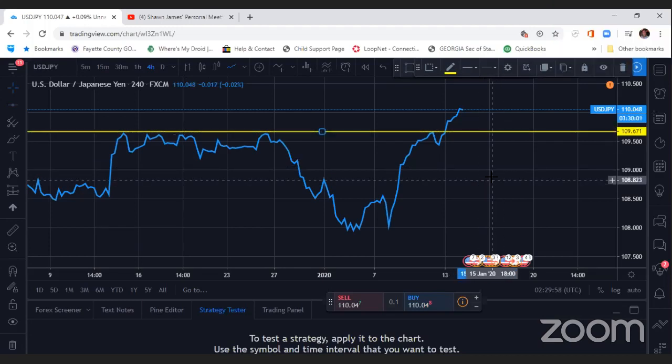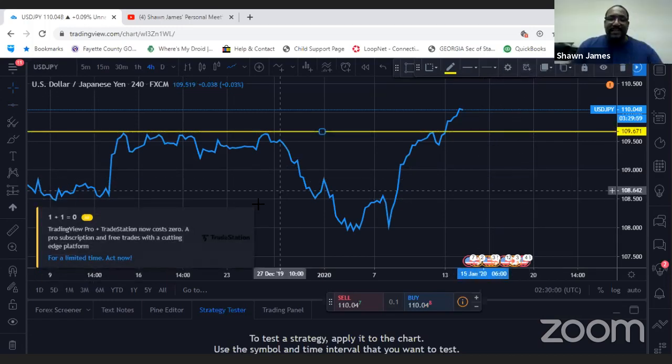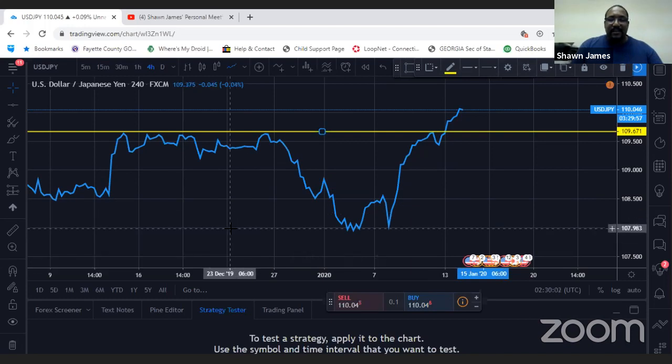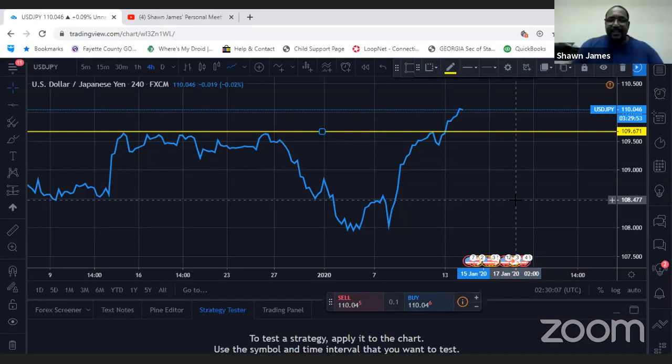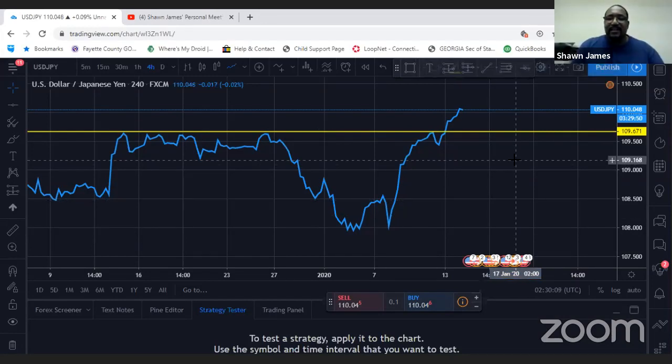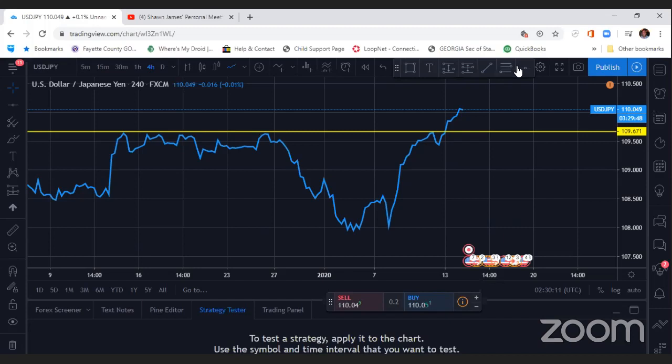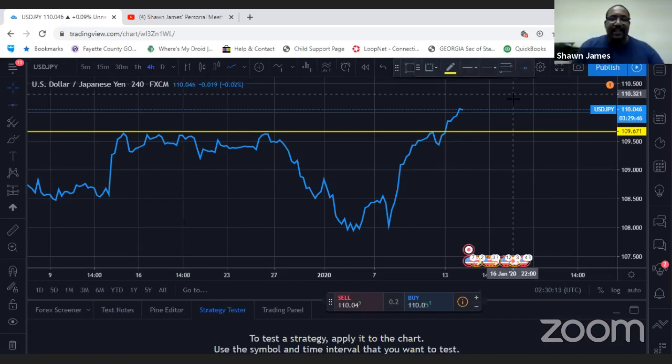So do we call that a support or resistance area? Support. Resistance. Okay, resistance. That's okay. We're going to keep practicing until we get it.